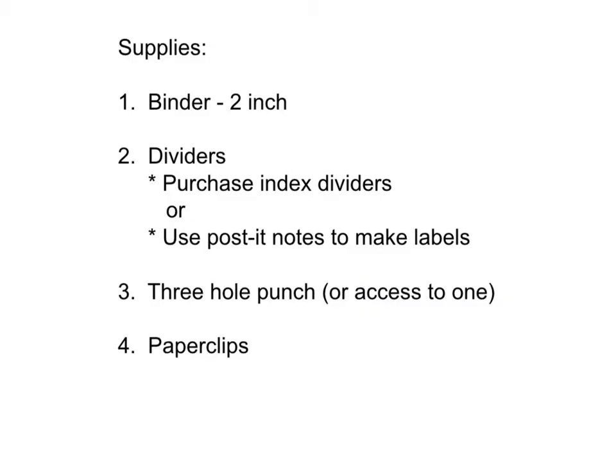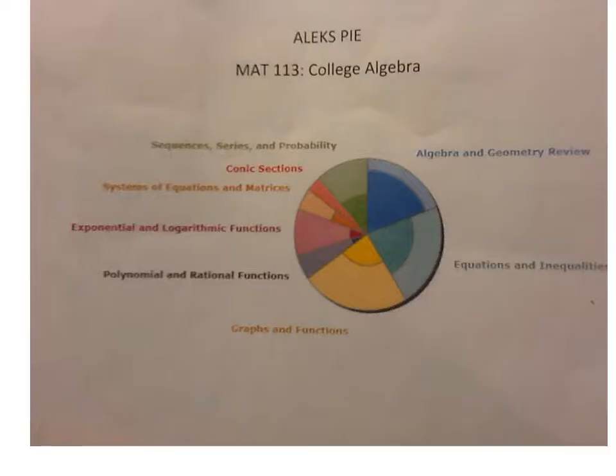The supplies you need are a 2-inch binder, dividers. You need to purchase some index dividers either at a store or create your own. Use some colored cardstock or color paper and add a label to each side, maybe even turn a post-it note, and I'll show you those, but you can just label those and make your own labels for each section. And you'll need a 3-hole punch, or at least access to one, so that you can hole punch your notes to put them in the binder. You will also need some paper clips.